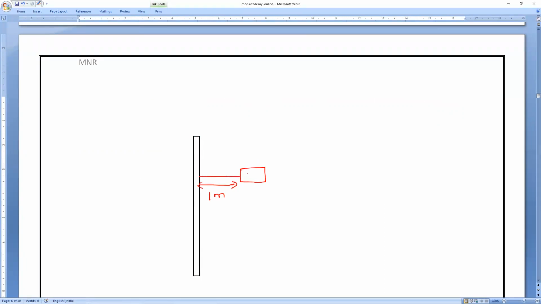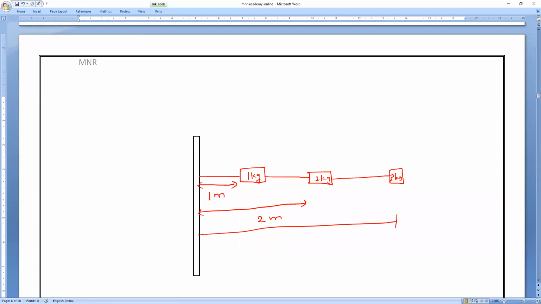How much mass I attached, everybody? 1 kg mass. And then I continued the rope 1 more meter. So the total length from here to here, how much is it? 2 meters. Here I attached 2 kg. And again I extended 1 meter, and here I attached 3 kg mass. This is the question we have to calculate now.